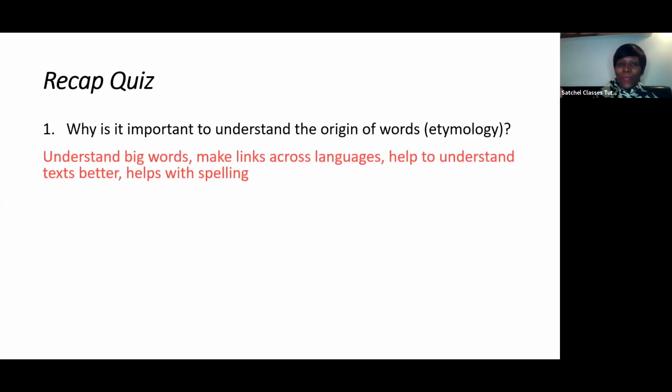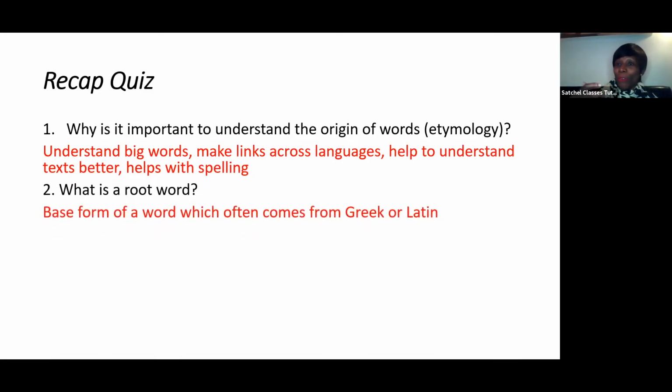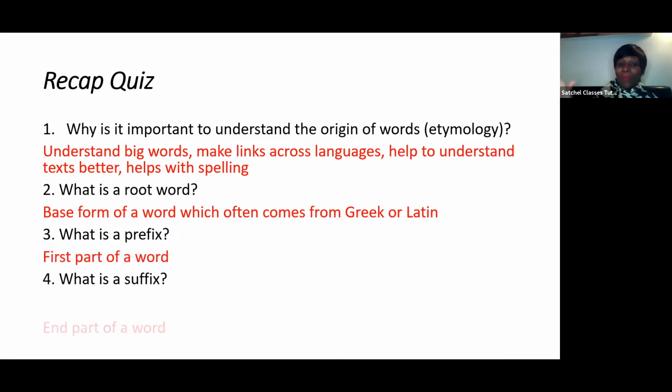It's important to understand etymology because it helps us to understand big words, helps us to make links across different languages, helps us to understand text better, and it even helps with spelling. I hope you know that a root word is the base form. Often, 60% of the English language, often it comes from Greek or Latin, and a prefix is part of the word that goes before, and a suffix is the end part of a word.